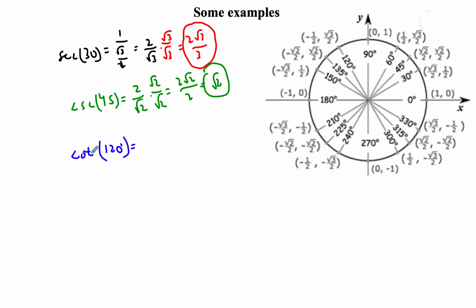Either you find the tangent, which means you have to divide and rationalize, and then you flip it, which might mean you need to rationalize again. Or you can go straight to the cotangent, which would be the cosine over the sine, or the x over the y, right? So you do negative 1/2 over square root of 3 over 2. So there's 2 ways to go with this.